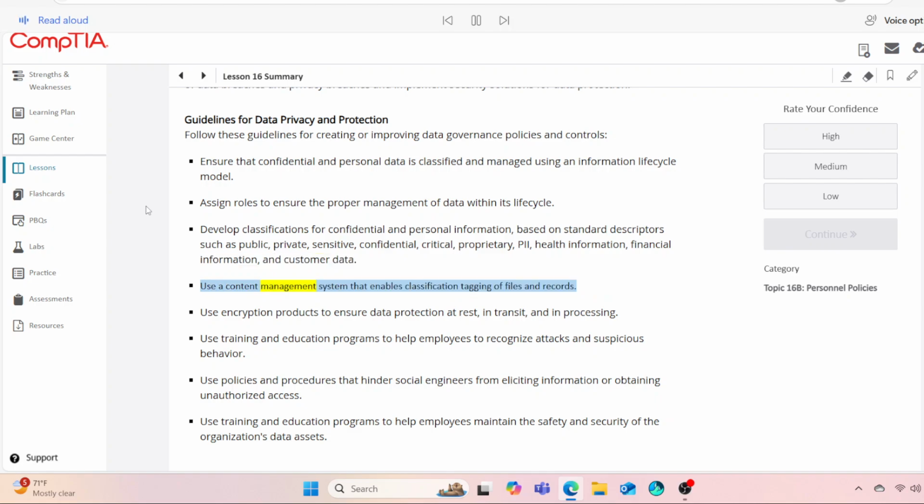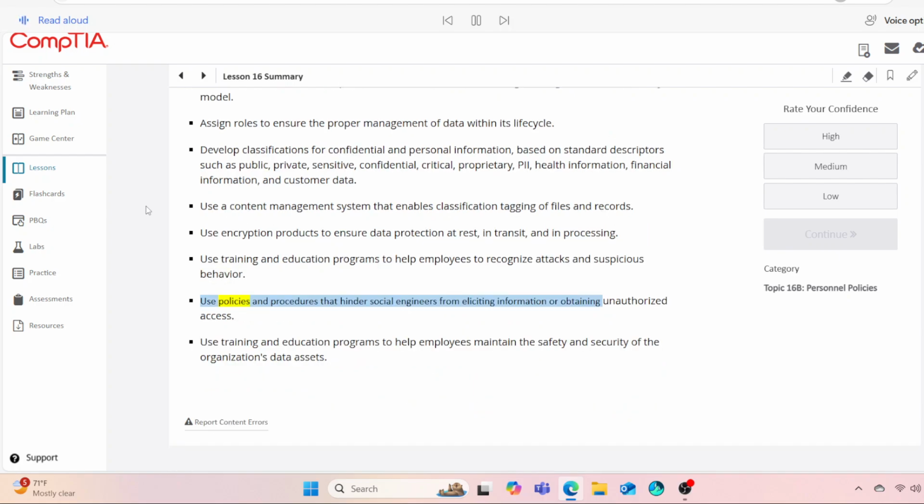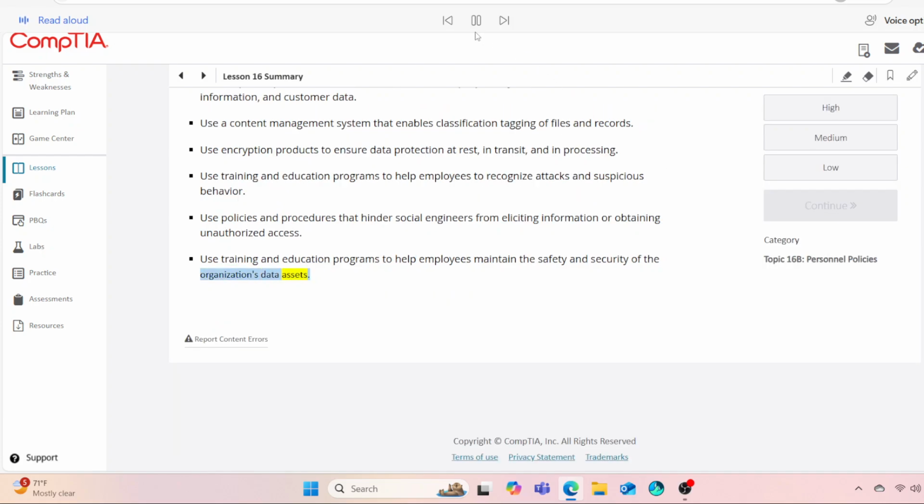Use a content management system that enables classification tagging of files and records. Use encryption products to ensure data protection at rest, in transit, and in processing. Use training and education programs to help employees to recognize attacks and suspicious behavior. Use policies and procedures that hinder social engineers from eliciting information or obtaining unauthorized access. Use training and education programs to help employees maintain the safety and security of the organization's data assets.